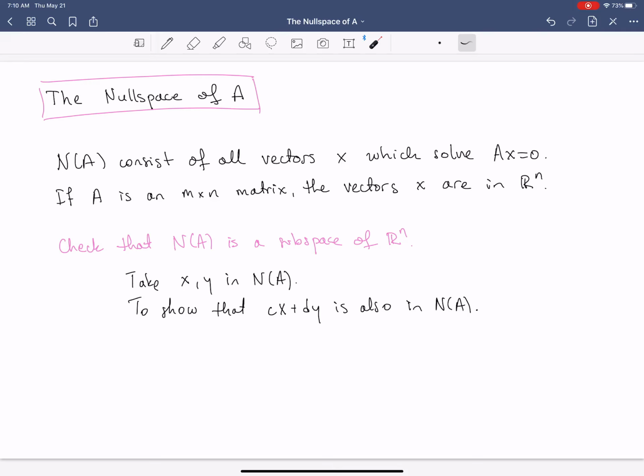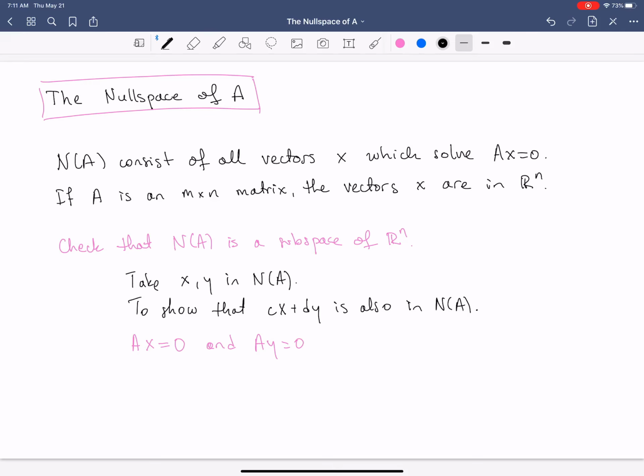Now, of course, x is just a name. If x and y are in the null space of A, what that means is that Ax is 0 and Ay is 0. So both x and y represent solutions to the equation Ax equals 0. All right, so we know that Ax equals 0 and we know that Ay equals 0. How do we use that to show that cx plus dy is in the null space?